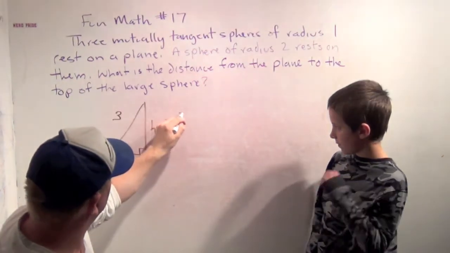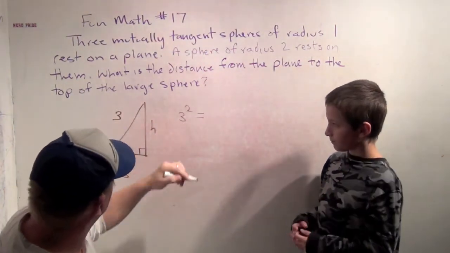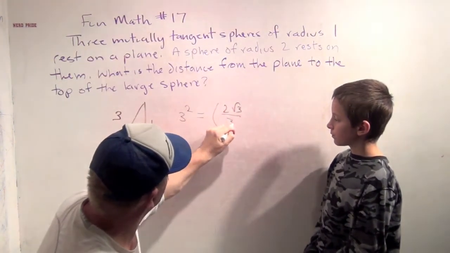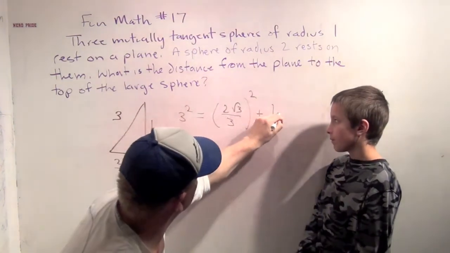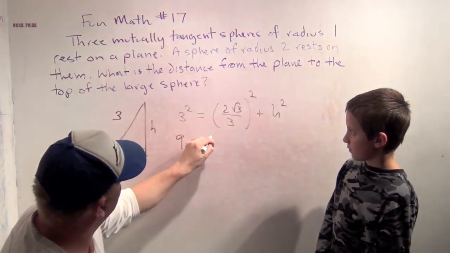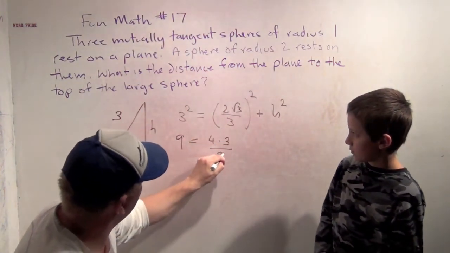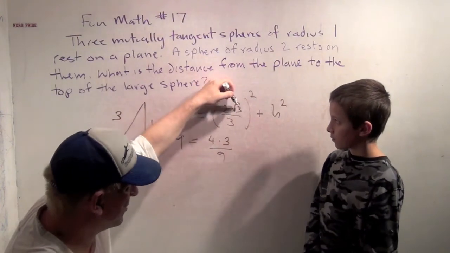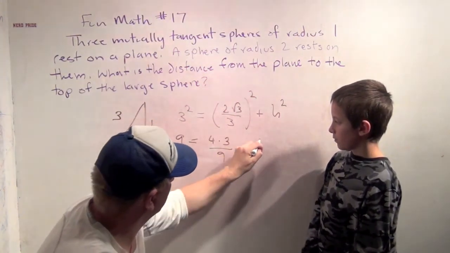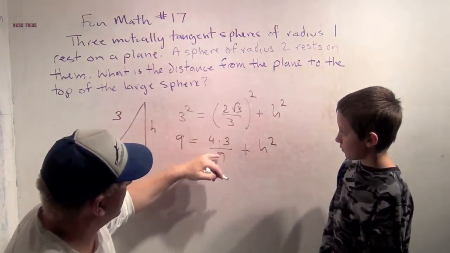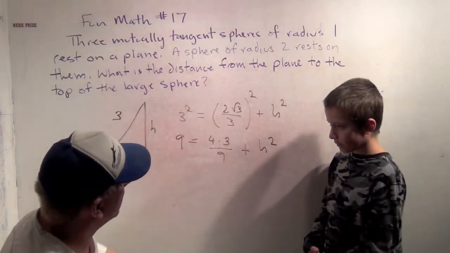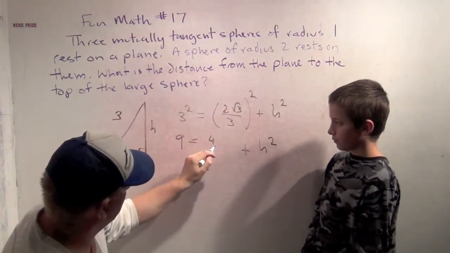Right, so I have 3 squared, the hypotenuse squared, is 2 times the square root of 3 over 3 squared, plus h squared. Okay, 3 squared is? 9. This is 4 times 3 over 9. 2 squared, square root of 3 squared is 3. 3 squared is 9. That simplifies, but we'll get to that in a second. Plus h squared. 3 divided by 9 is? 1/3. So this is 4/3.